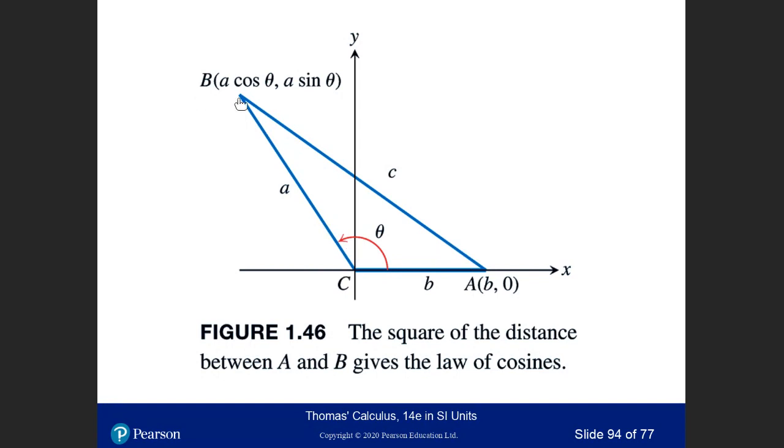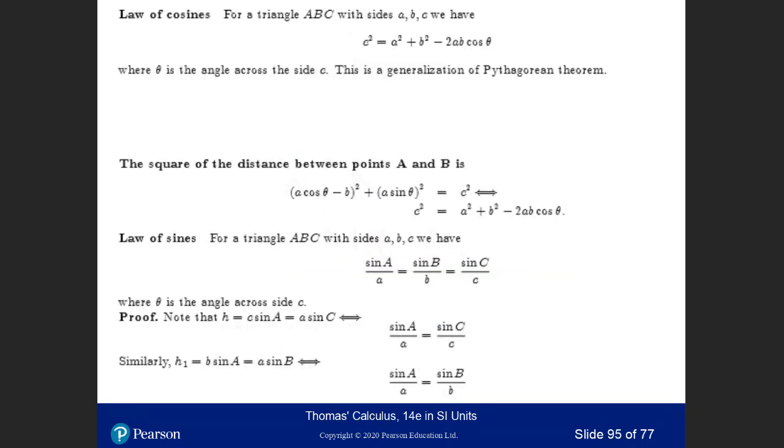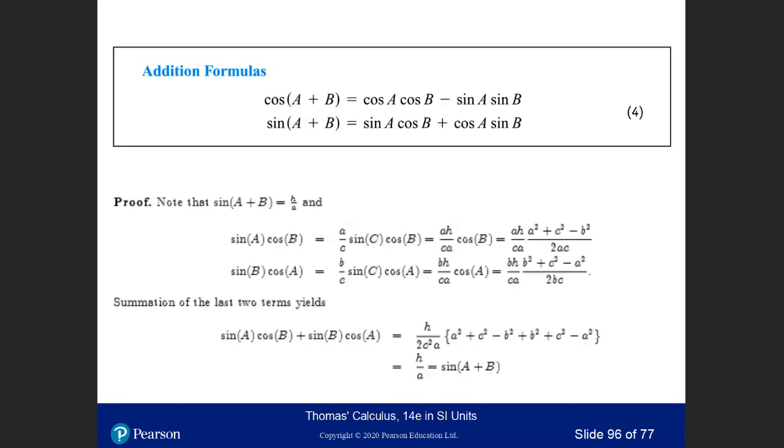If you call this vertical line from B to the x-axis H, then the sine of this is H over A. So sine of A plus B is H over A. Okay, so that's what we have here. Sine of A plus B is H over A.